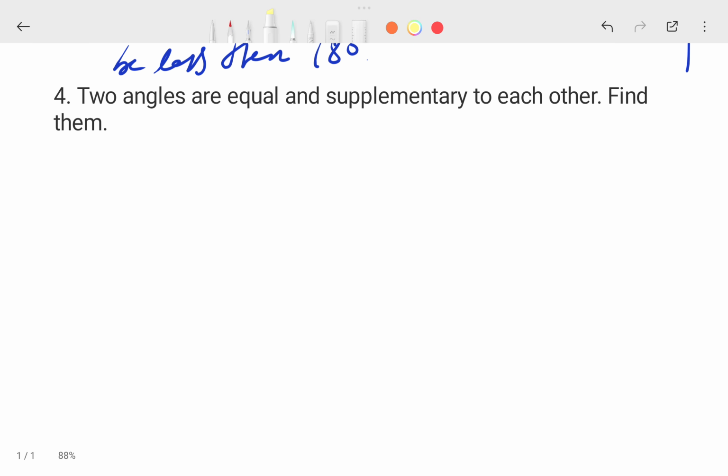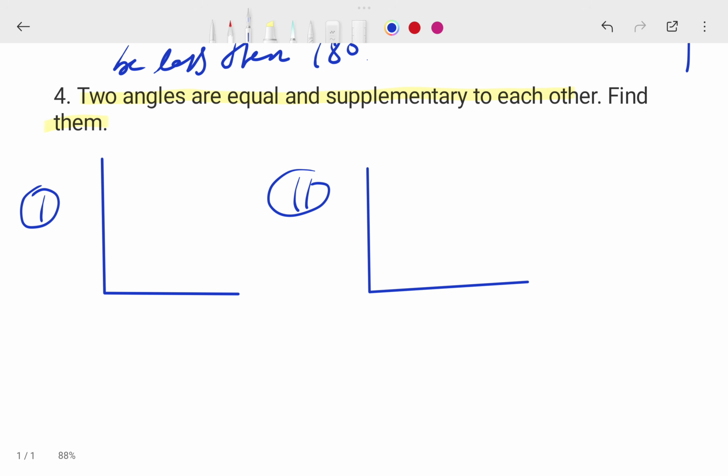The fourth question is: two angles are equal and supplementary to each other, find them. There are two angles which are equal to each other, so we have to make two angles. Let's suppose this is one angle and this is another angle. This is the first angle, this is the second. Both angles are equal.